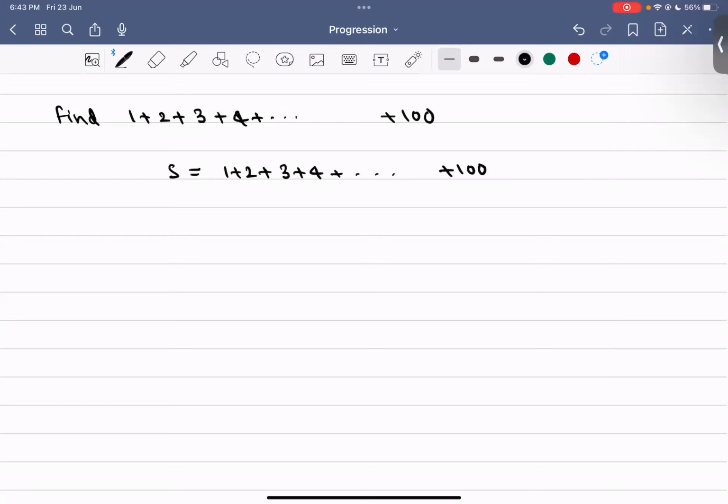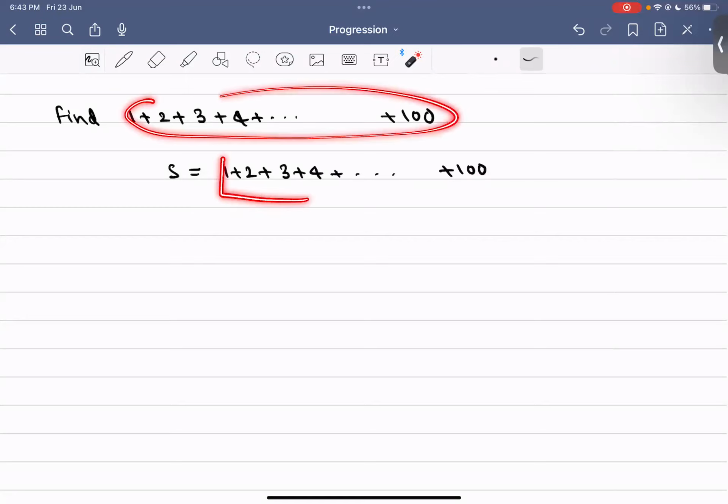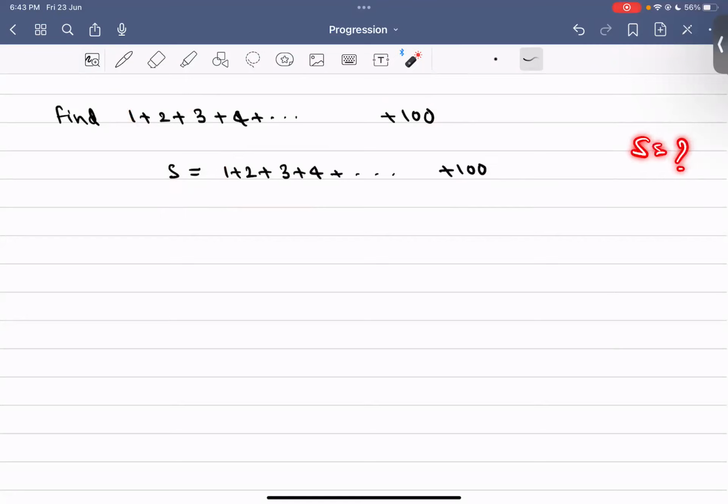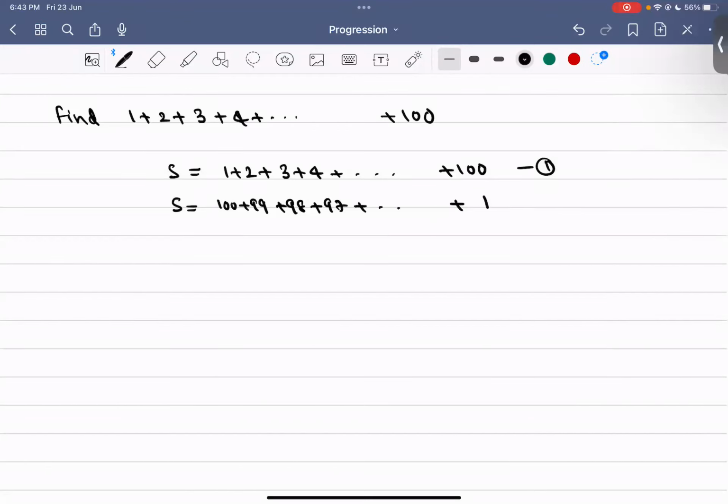Our question is to calculate the value of S, because he considered the summation as S. He numbered this equation 1. Then he wrote the same sum in reverse order: 100 plus 99 plus 98 plus 97 and so on, up to the last term, 1. He numbered this equation 2. Then he added these two series.